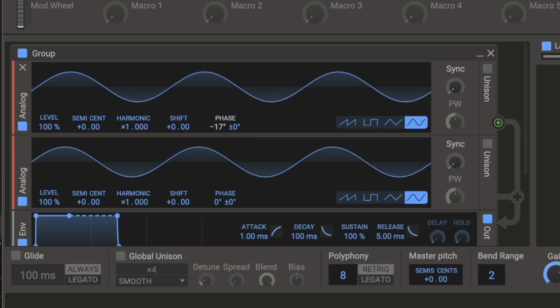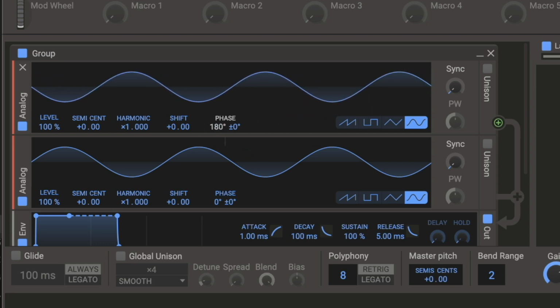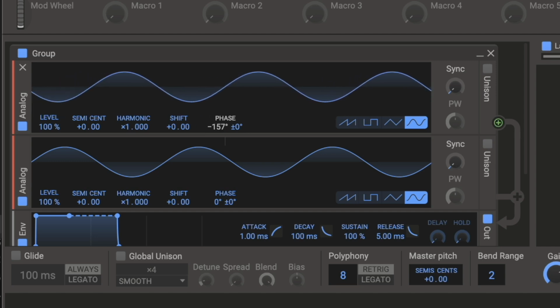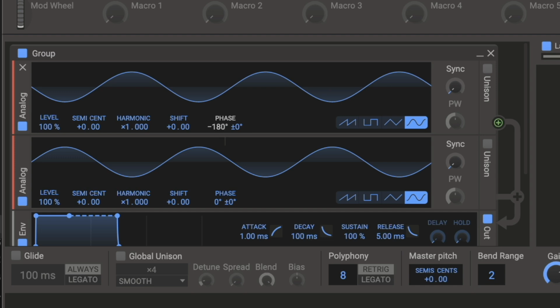A general rule of thumb about phase is that when two waveforms are in phase, meaning they are moving together in the same positive and negative pressure movements, the sound becomes louder. And when two waveforms are out of phase, meaning one waveform is moving positive while the other is moving negative, we hear a decrease in loudness.